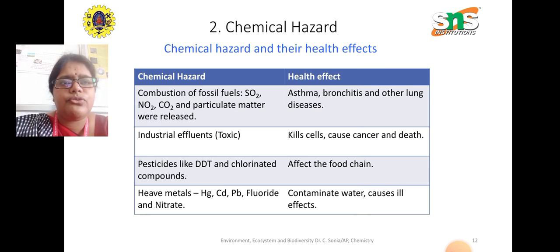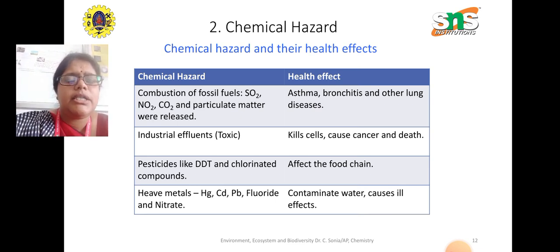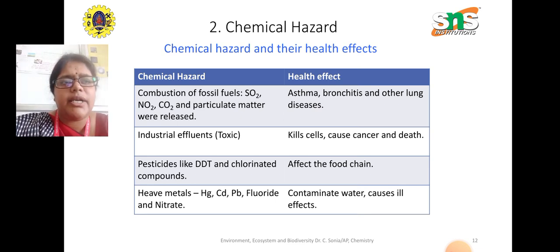Combustion of fossil fuels, sulfur dioxide, carbon dioxide, etc. They cause asthma, bronchitis and other lung diseases. Industrial effluents kill cells, cause cancer and death. Pesticides and chlorinated compounds affect the food chain.